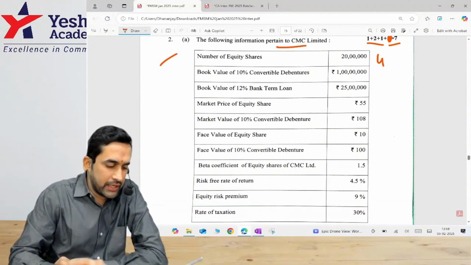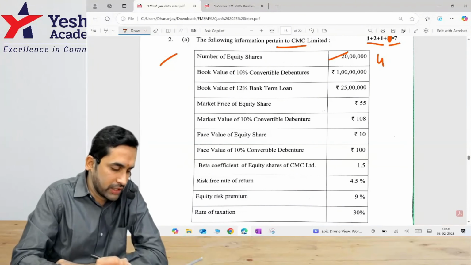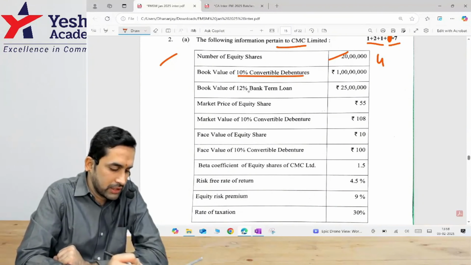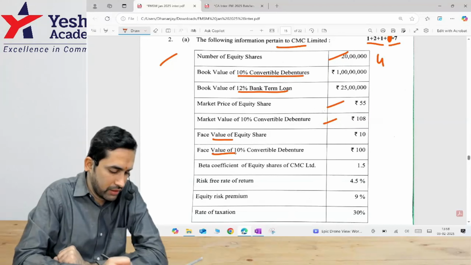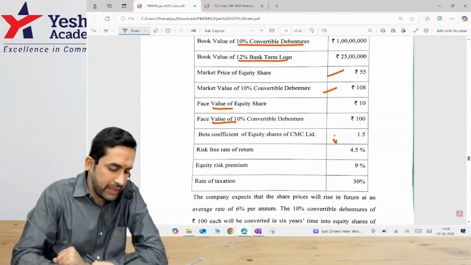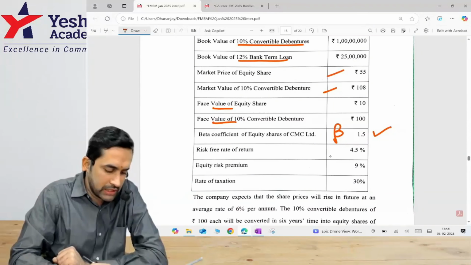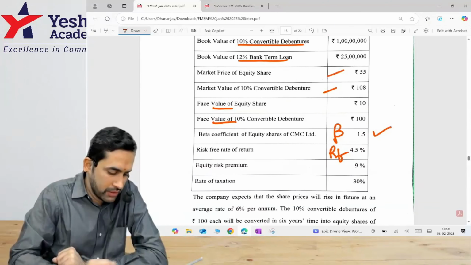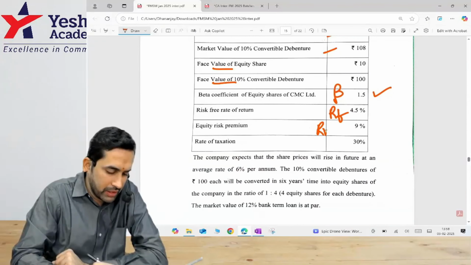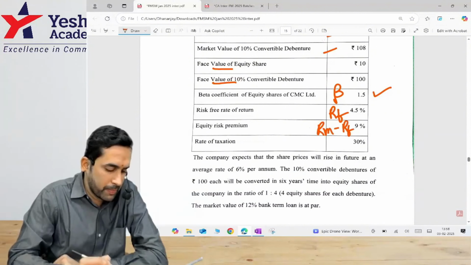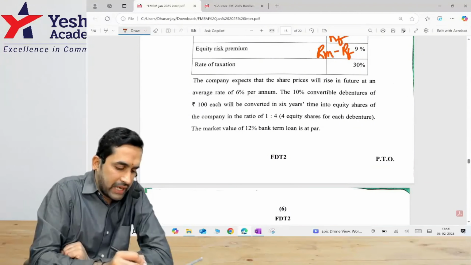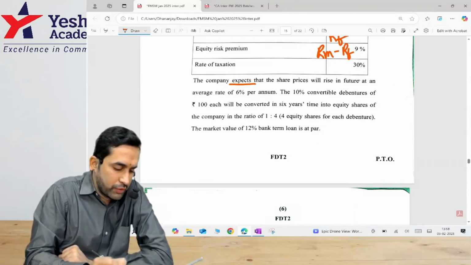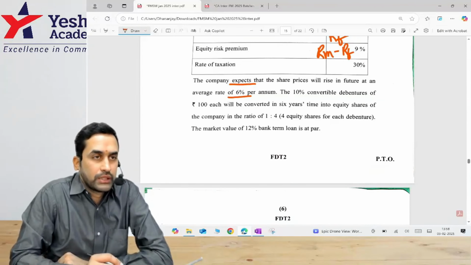Following details are related to CMC Limited: number of equity shares, convertible debentures, bank loan, market price of equity, market price of debenture, face value of equity, face value of debenture. Beta is given. Risk-free rate is RF. Risk premium is that RM minus RF, rate of tax given. Company expects that the share price will rise in future at an average rate of 6% per annum.